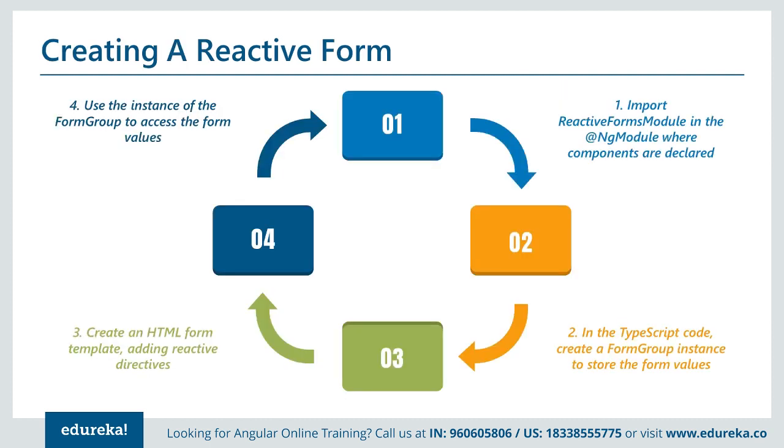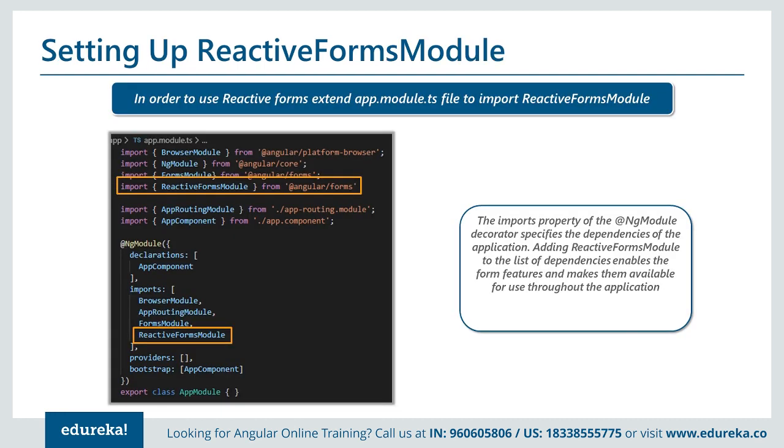Creating a reactive form. I gave you the ng module. You have to import the reactive forms module, write code in TypeScript for the form group, which we have used, put it in the HTML template, reference the form group, and use the instance of the form group. So these are the 4 steps which we have used. Setting up a reactive form. Now I will show you an example.